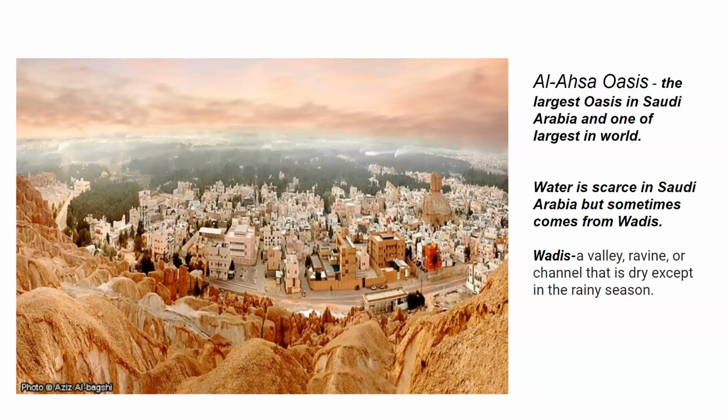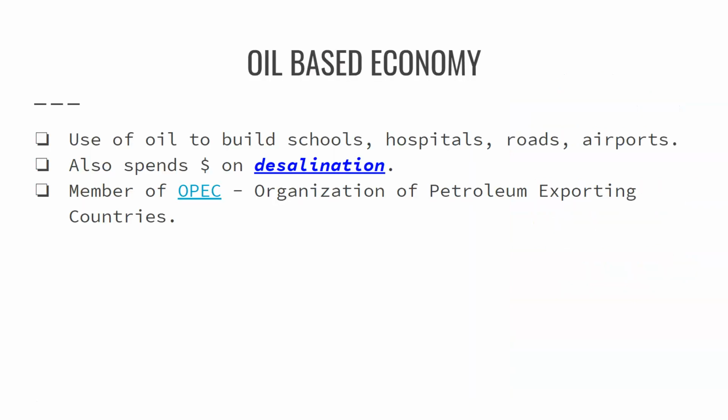But you'll sometimes also see water come from what are called wadis. Wadis are valleys or ravines, or sometimes a channel, that are dry except in the rainy seasons, which does make its way to Saudi Arabia occasionally.